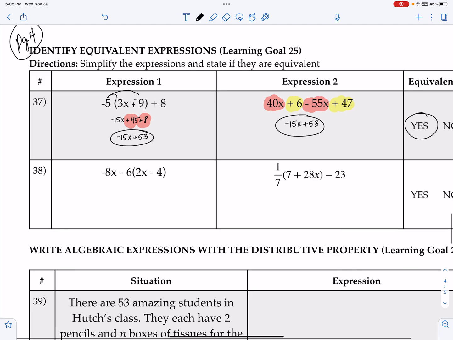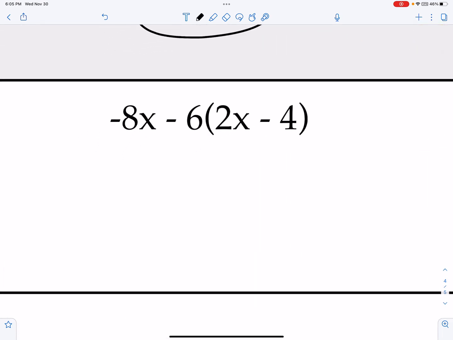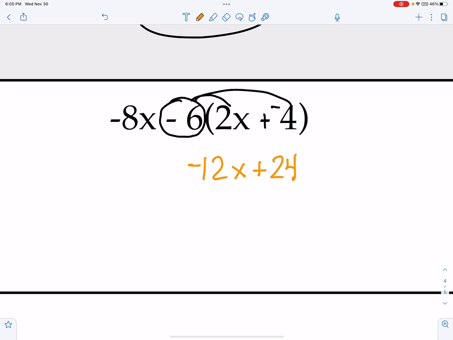All right, expression 1 and 2 down here for number 38. Right away, I see the distributive here. I need to distribute this entire term. Okay, I'm going to KFC this. All right, and here we go. 6 times 2 is going to be the negative 12x, plus the negative times the negative is just the positive 24. Bring down my negative 8x and highlight my like terms. There's my x club, and a constant. Combine our negative x's, and we end up with negative 20x plus 24.